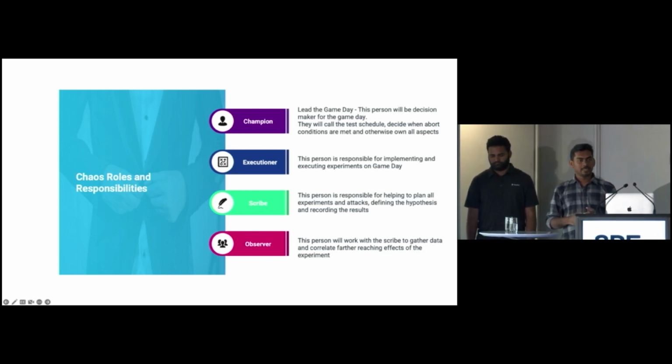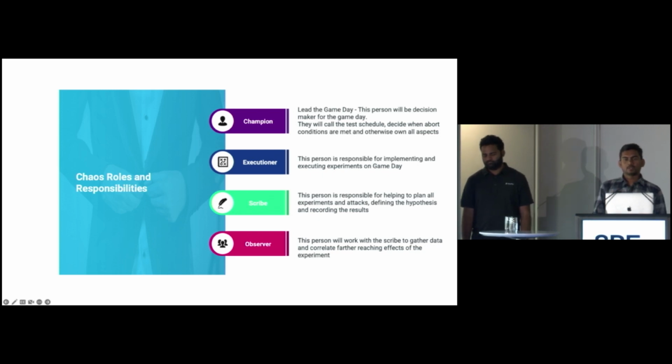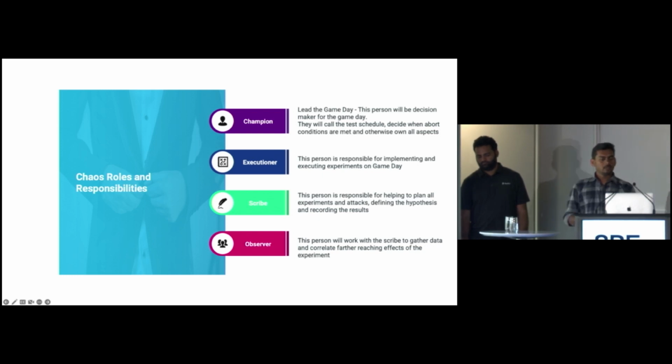And the third role is scribe. This person helps others and also takes care of documenting the hypothesis statements and recording the results that happen. And the next role is observer. This includes many people who help the scribe and others to gather data and also to correlate further-reaching effects of the experiment that you are running.